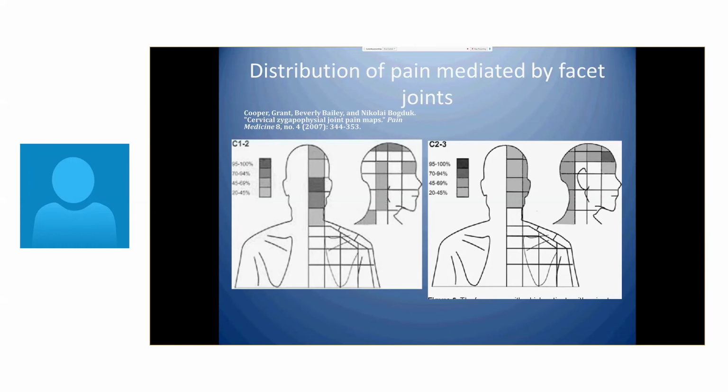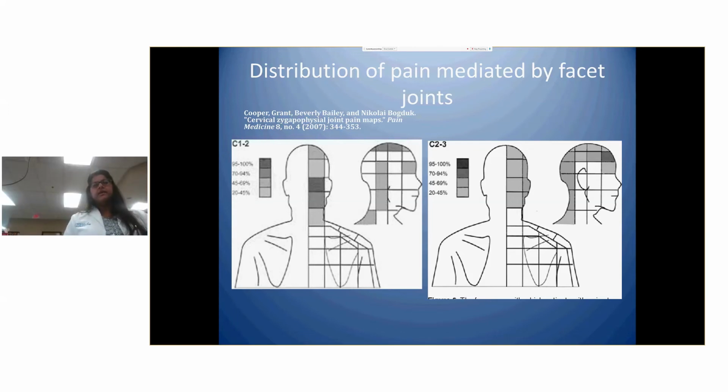And then I added this in. This is a study done in Australia. The researchers published this in 2007 in Australia, and it's showing the distribution of pain mediated by facet joints. In this study, they had patients who, by the criteria, were determined to have cervicogenic headaches, and they gave them a diagram to draw out where their pain was. Of course the diagram didn't look like this, but they drew X's and circles around where their pain was located in their head and in their neck.